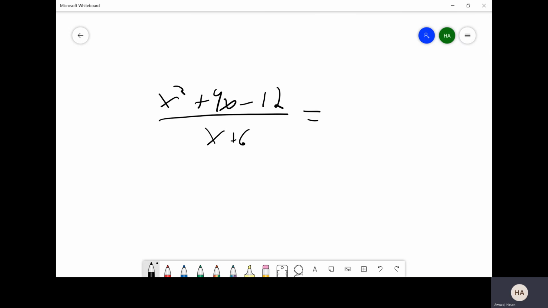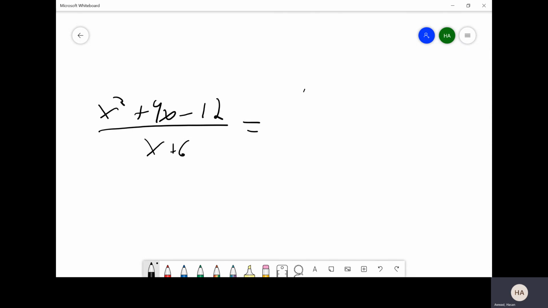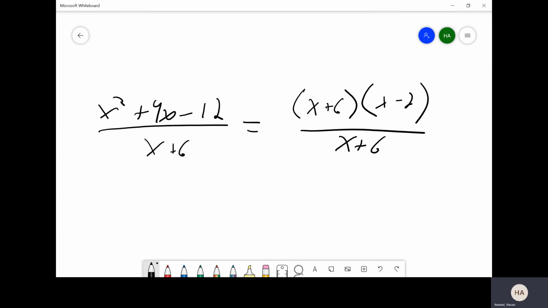So x squared plus 4x minus 12. Well, factoring the top, this isn't so bad. We know how to do this. That means we're going to look at factors of negative 12 such that they multiply to give you a negative 12, but add to give you a positive 4. So the ones that come to mind are going to be positive 6 and negative 2. So that means I'm going to have x plus 6 up top, x minus 2, and then I have an x plus 6 over here.